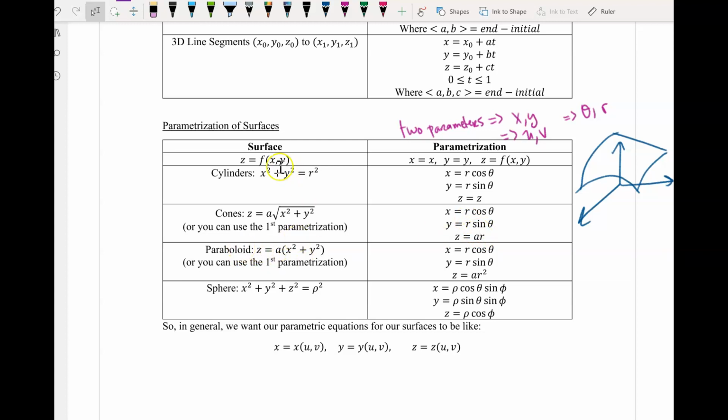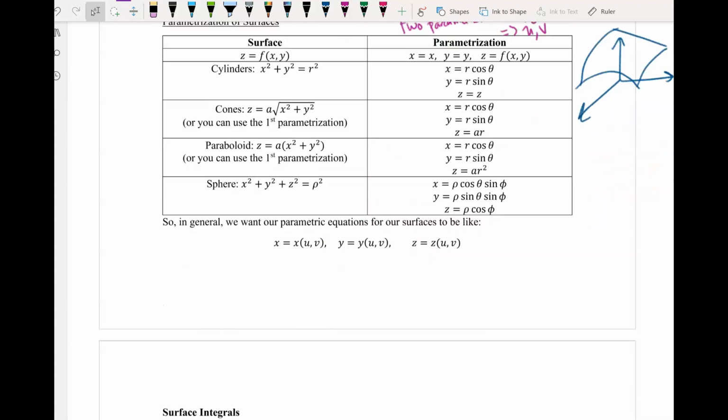Paraboloid, same thing. Sometimes you can use the same parametrization, or you can use polar. x equals r cosine theta, y equals r sine theta, and z equals a r squared. In a sphere, basically spherical coordinates. So here are just some of the basics. So let's just do a couple of examples.